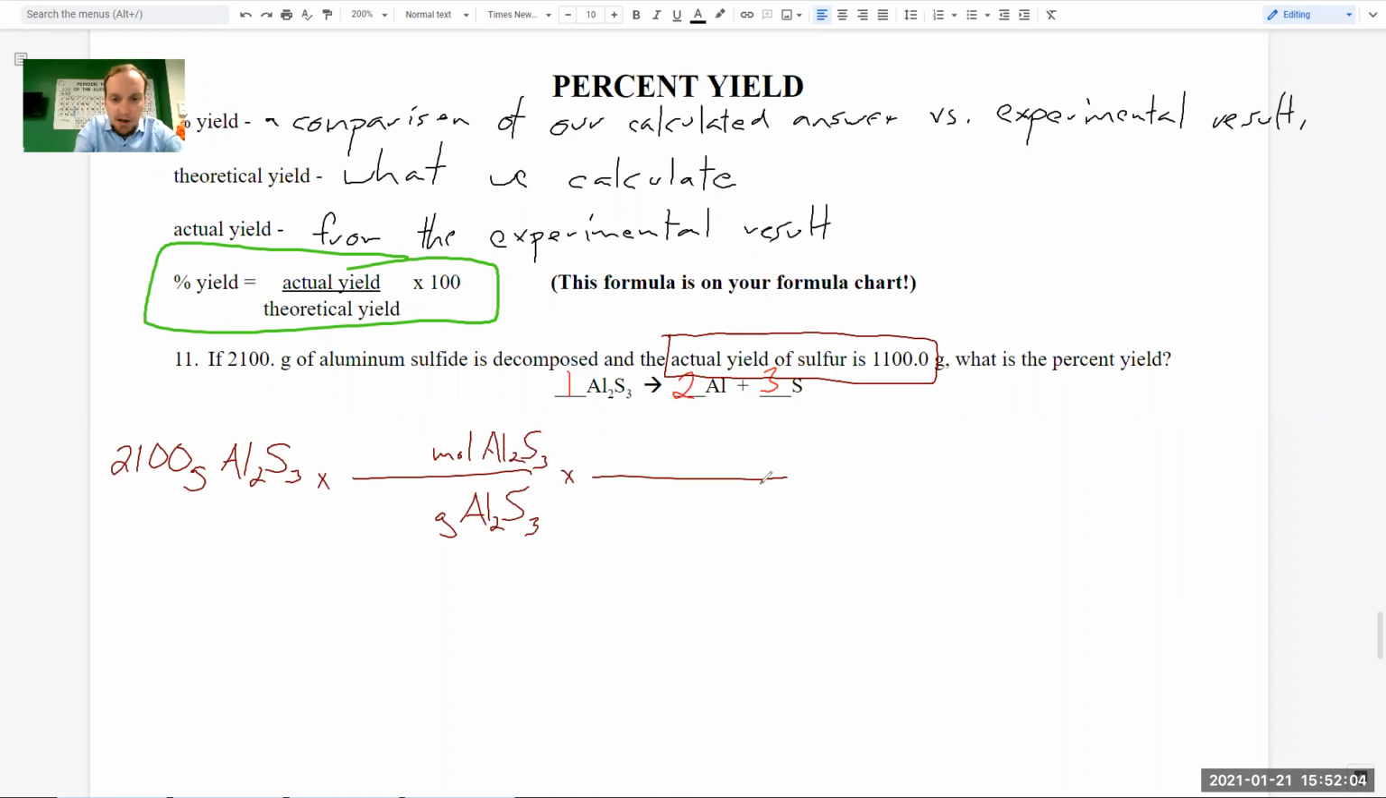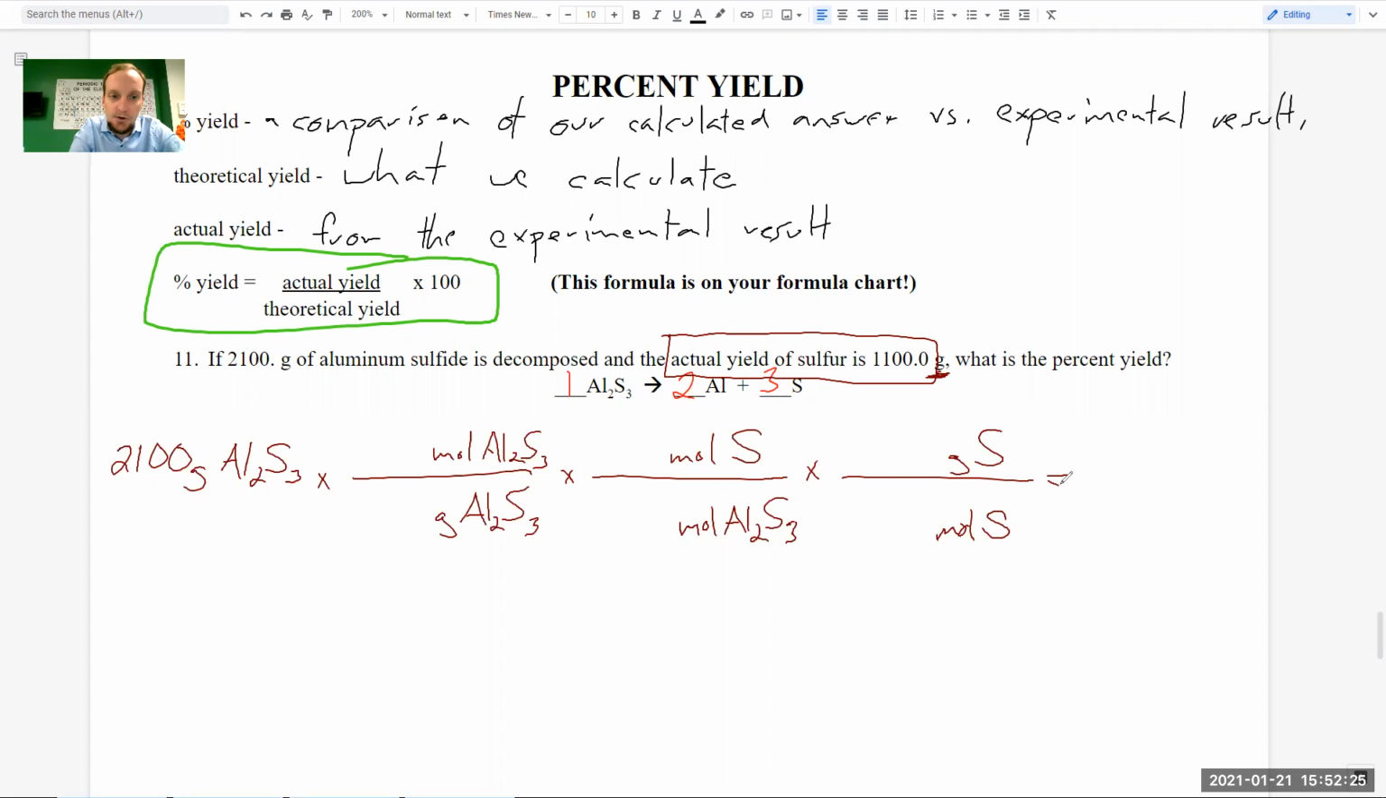Okay, this is where I'm going to change my compounds, right? So moles of aluminum sulfide needs to be canceled because we're going to get out of that compound and into the product that they already gave us, which is sulfur. But we don't want moles of sulfur because, again, remember, they're giving us grams. So we need to get out of moles of sulfur and into grams of sulfur.